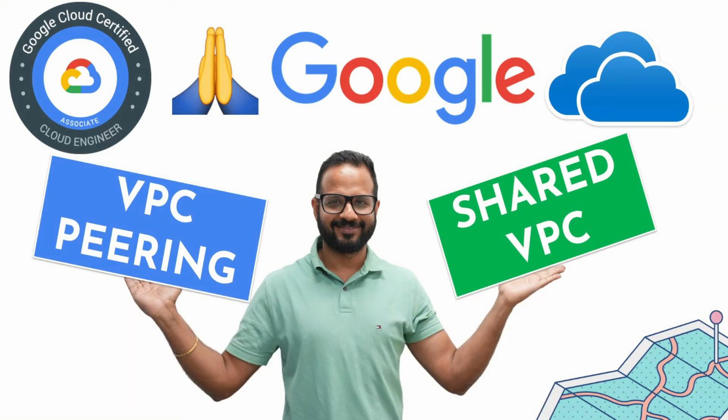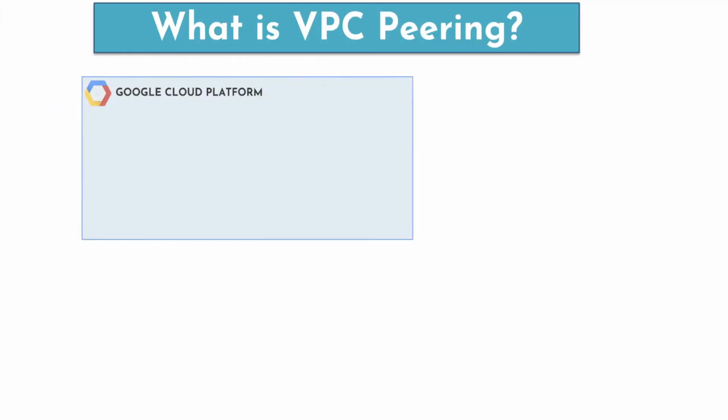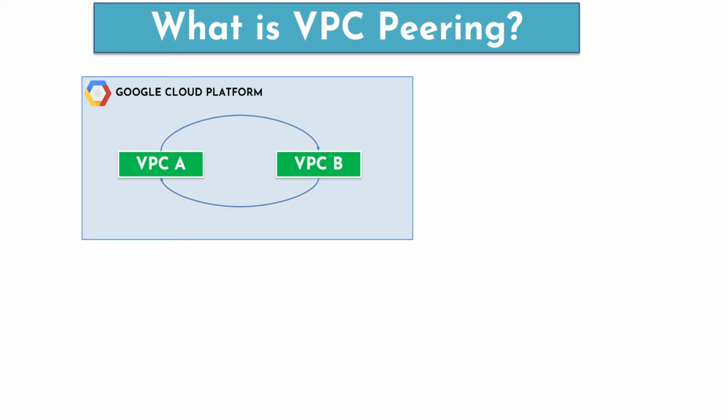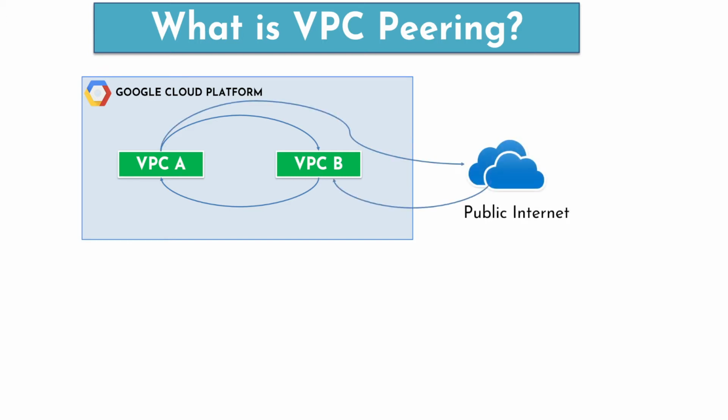Without further ado, let's get into it. Google Cloud VPC network peering allows internal IP address connectivity between two VPC networks. Those VPC networks could be from the same project or organization, or from different projects or organizations. There are no restrictions to that. Traffic remains inside the Google backbone network and doesn't traverse the public internet.